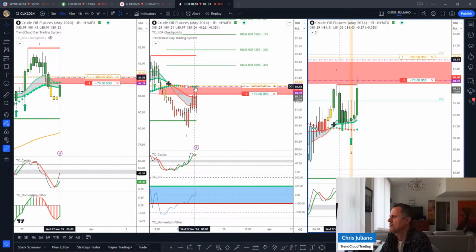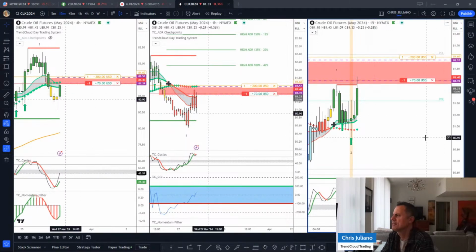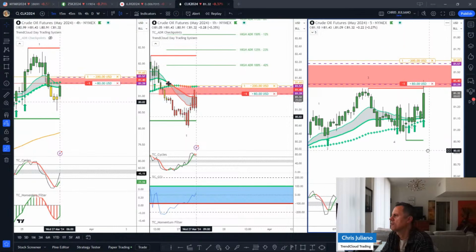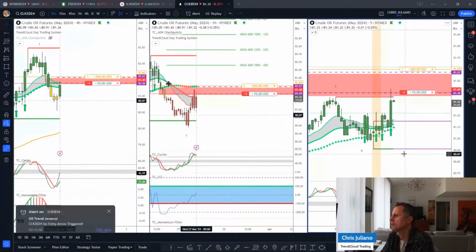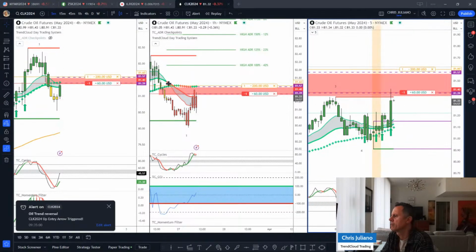What do we got? Another 10 minutes. Let's drop down to the 5. What does it look like on the 5? Yes, up arrows alerted.